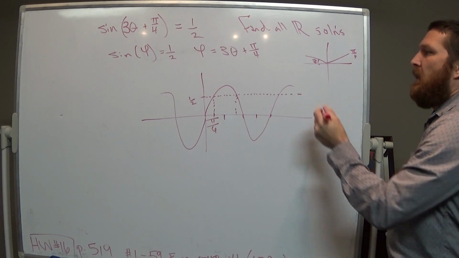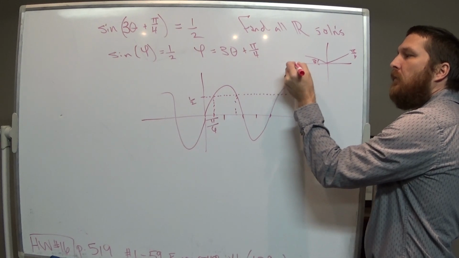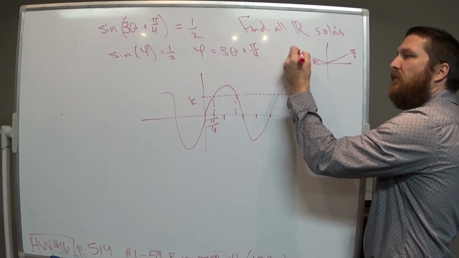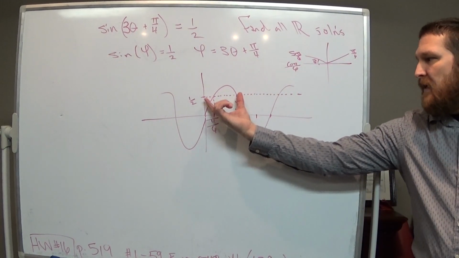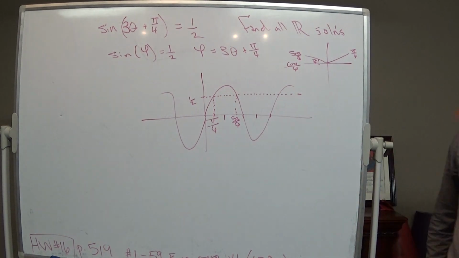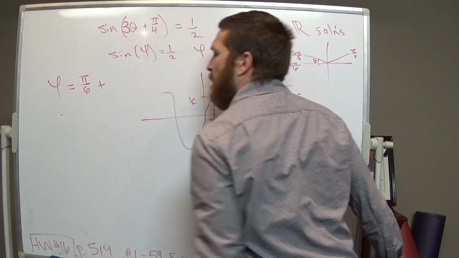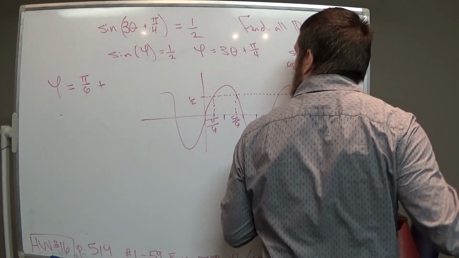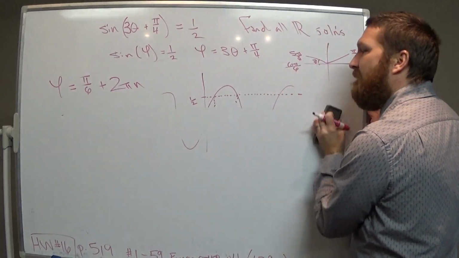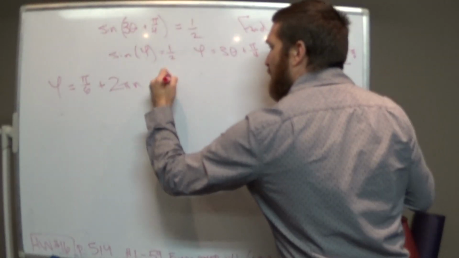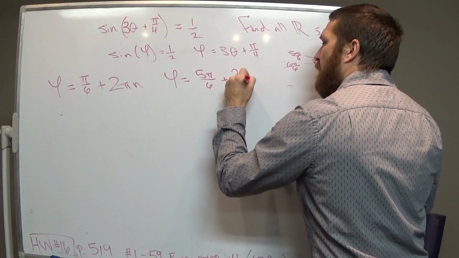Okay. And so what is this one here? 5 pi over 6. Yeah, if that's 6 pi over 6, then that's 5 pi over 6 right there. So this is 5 pi over 6. And then each of these repeat forever and ever. So phi is going to have to be pi over 6 plus what? 2 pi n. And also 5 pi over 6 plus 2 pi n. So phi is equal to 5 pi over 6 plus 2 pi n.